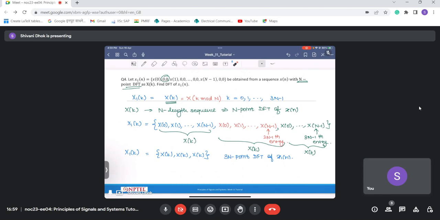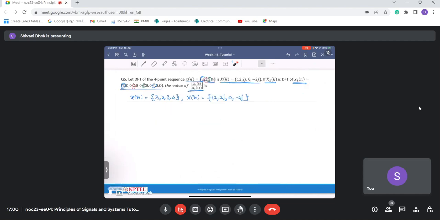Just go back to the problem description, question 5. Here, xn is given as 3, 2, 3, 4. And again, why is x of k given? X of k we can derive from x of n, right? DFT? Yes, you can find it. But why is it given in the problem?